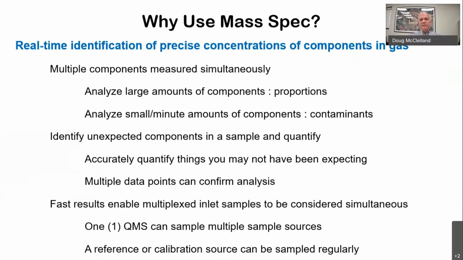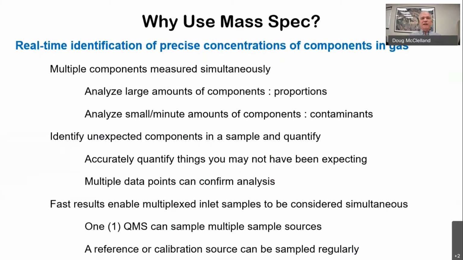Now the mass spec does all this incredibly quickly, as I said. In fact, the limiting factor is not the mass spec itself. It's not the measurement. It's introducing the sample into the mass spec for measurement. And so that's the gist of what we're talking about here tonight. But the idea that it does this so quickly, we're able to use one mass spec to measure multiple sample points.